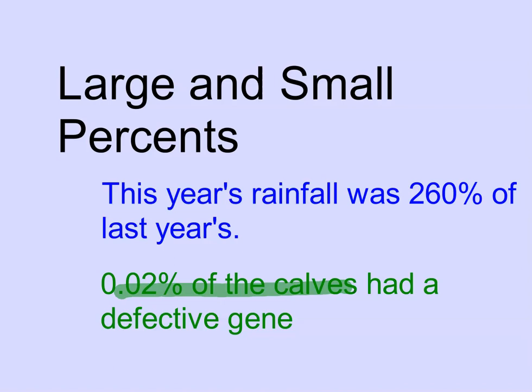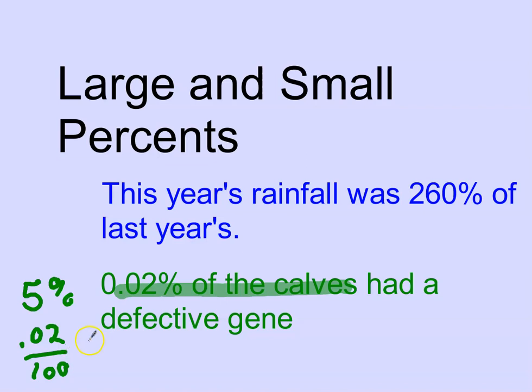Well, you remember that a percent, if this had been 5%, we would have said that 5 out of every 100 had this defective gene. Well, it's 0.02%. So what does that mean? 0.02 out of every 100 has a defective gene? That doesn't make any sense. You can't have 0.02 of a calf.